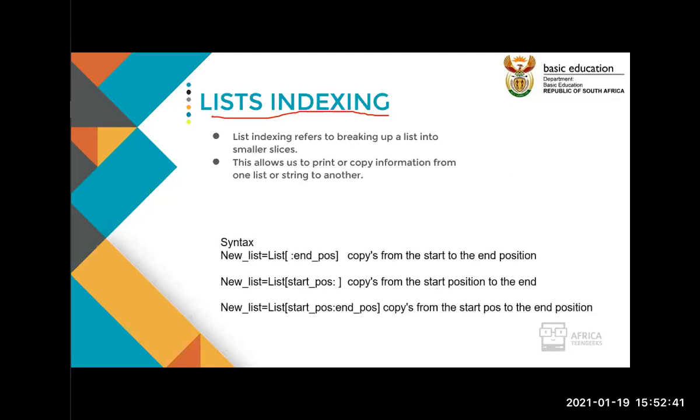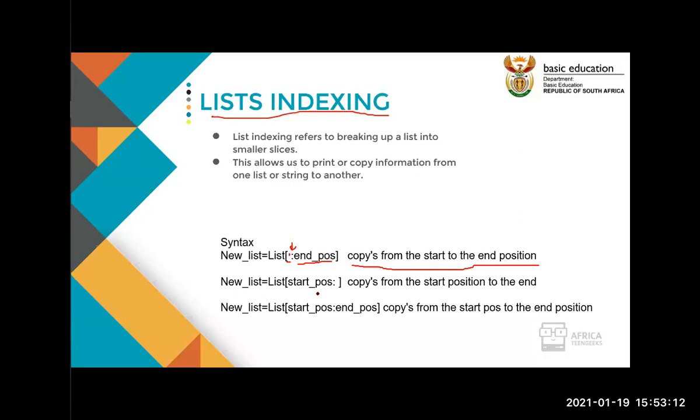So our syntax: new_list is equal to list, square brackets, space, colon, after the space, an end position. What this does is copy from the start to the end. Because we didn't give it a starting position, the starting position is blank here, but we gave it an end position, it starts from the beginning and copies to the end. And I'll do an example with you just now.